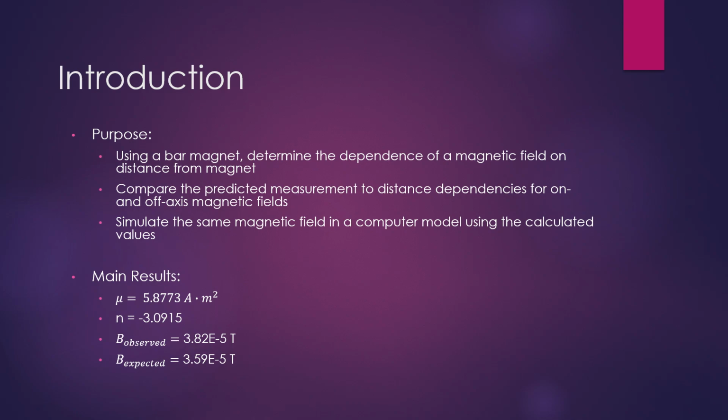In this model, we're going to be using some of the values that we calculated from the values we got from this experiment. And then a preview of our main results. We got a magnetic dipole moment of 5.87 ampere meters squared, and then we got an n value of negative 3.09, and our observed versus expected magnitudes of the magnetic fields can be seen below those.